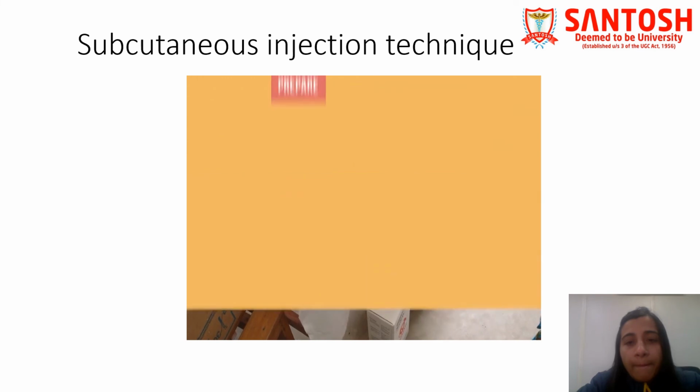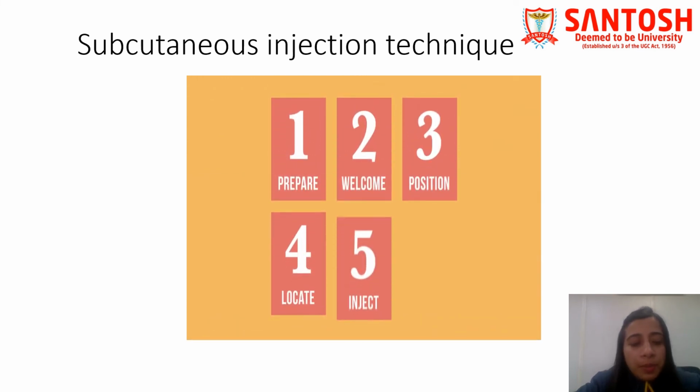The needle and syringe should be discarded properly. So these are the 6 steps. You should now know the steps for giving a subcutaneous injection.